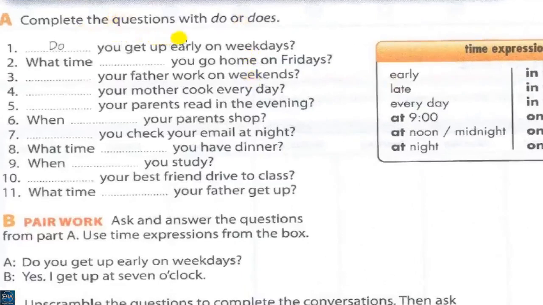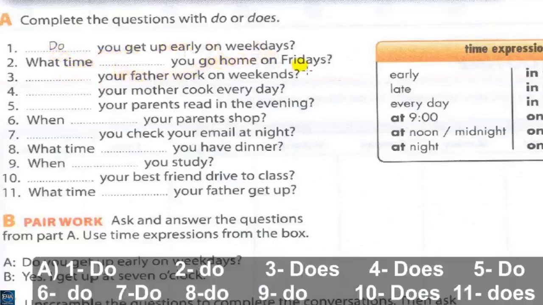Now, complete the questions with do or does. You will write do or does. Do you get up early on weekdays? What time do you go home on Fridays? Does your father work on weekends? Does your mother cook every day? Do your parents read in the evening? When do your parents shop?